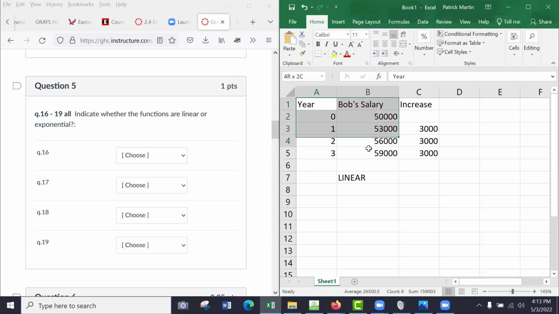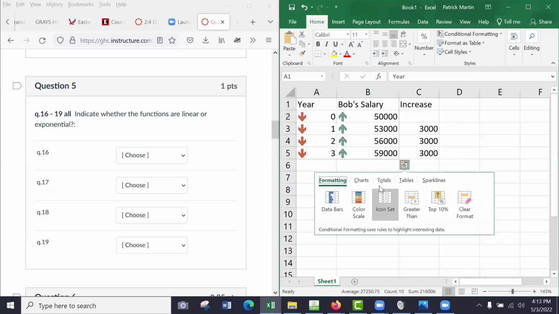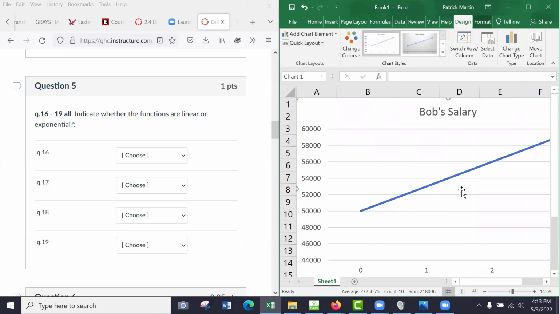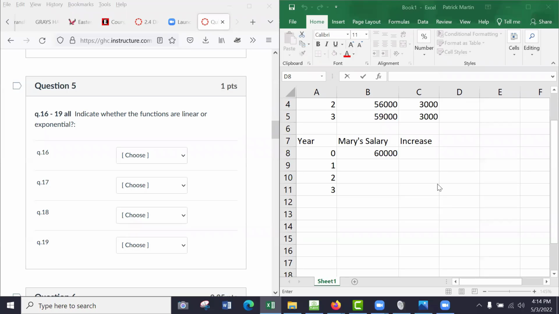And if you graphed it, you'd get a straight line. See that? It makes sense because each year it goes up by 3,000, so you've got a nice straight line graph, right? Perfect.